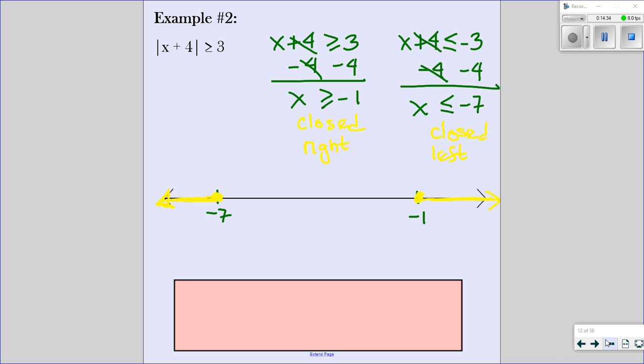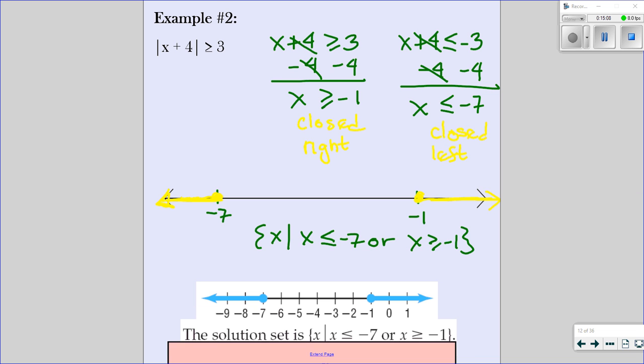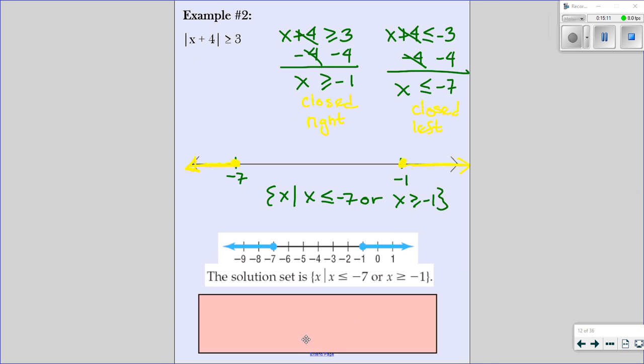And then once I have that, now I can write my compound absolute value inequality statement, back to the other lesson. So then that means x can be less than or equal to negative 7, or it can be greater than or equal to negative 1. And then this just shows you what I have, what I found, and how to write it. All right.